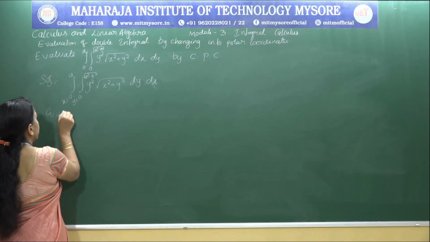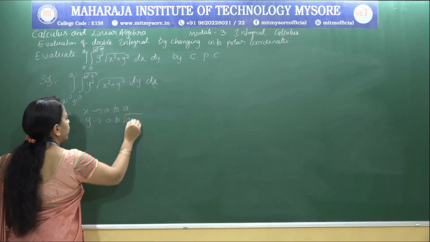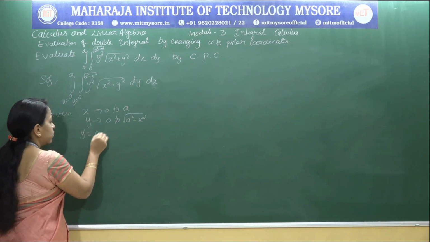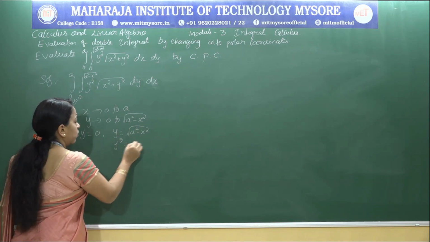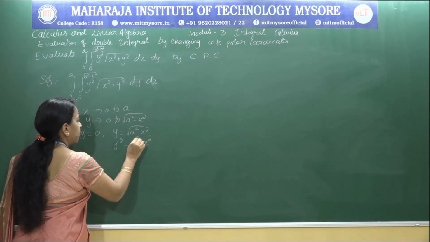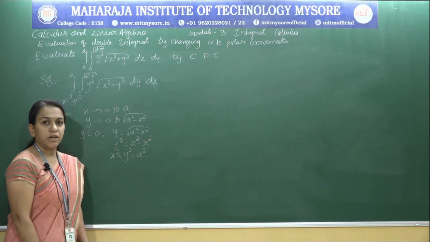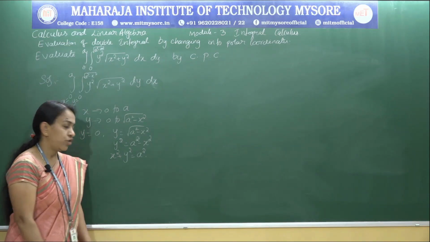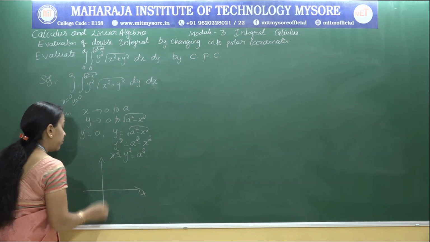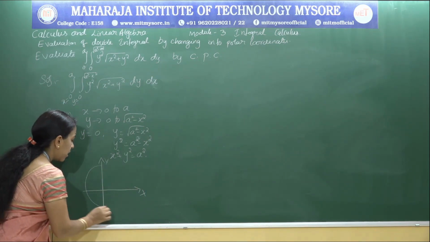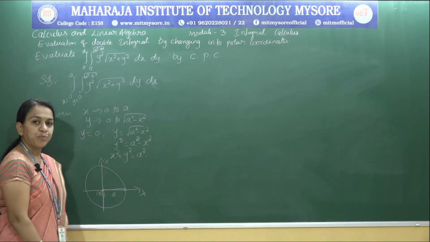That is, given x varies from 0 to a and y varies from 0 to root of a square minus x square. That is, y equal to 0 and y equal to root of a square minus x square, or I can write this as y square equal to a square minus x square, or we have x square plus y square equal to a square. That is the given curve. That is nothing but a circle with center at origin and radius equal to a, right? So let me represent that curve before going to convert that into polar form. So we have a circle with center at origin 0, 0 and radius equal to a, okay.